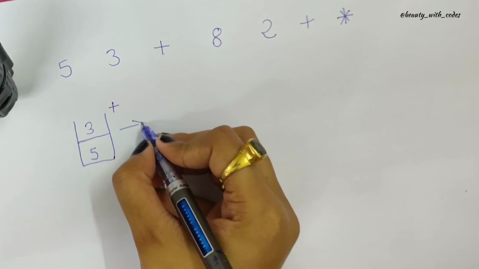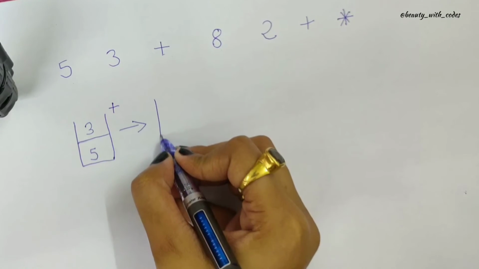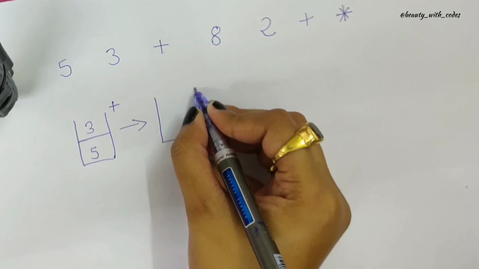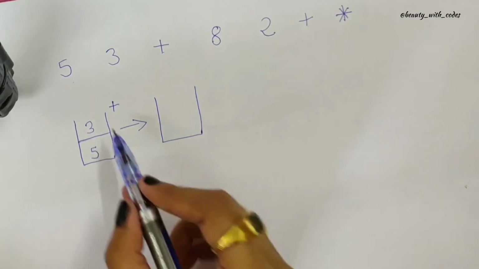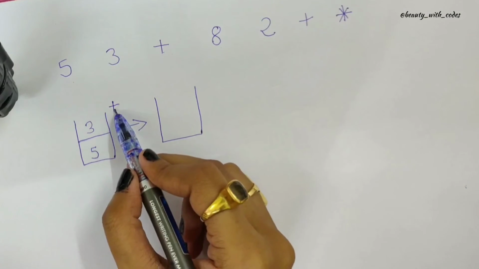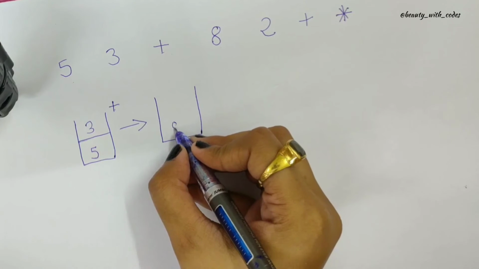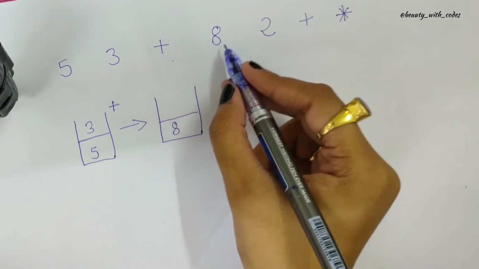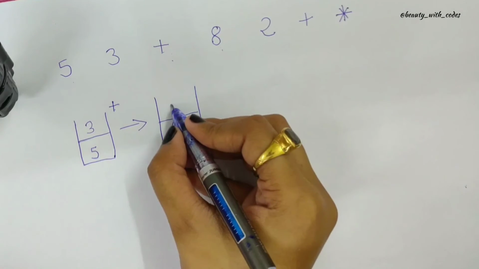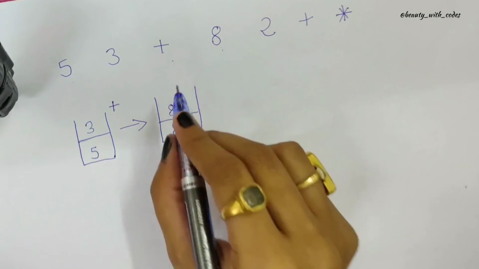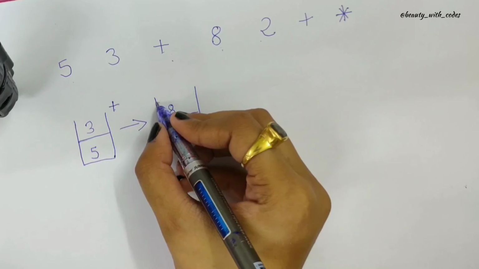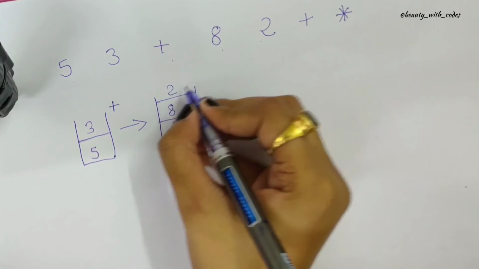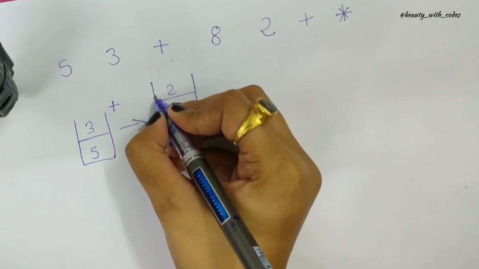So what is going to be the next stack? In the next stack we are going to have the evaluated value of this. Okay, so now we have 8. 5 plus 3 is 8, isn't it? After that, the next element is 8. So 8 will enter the stack. You know the reason. Then 2. So 2 will also enter the stack. Fine.